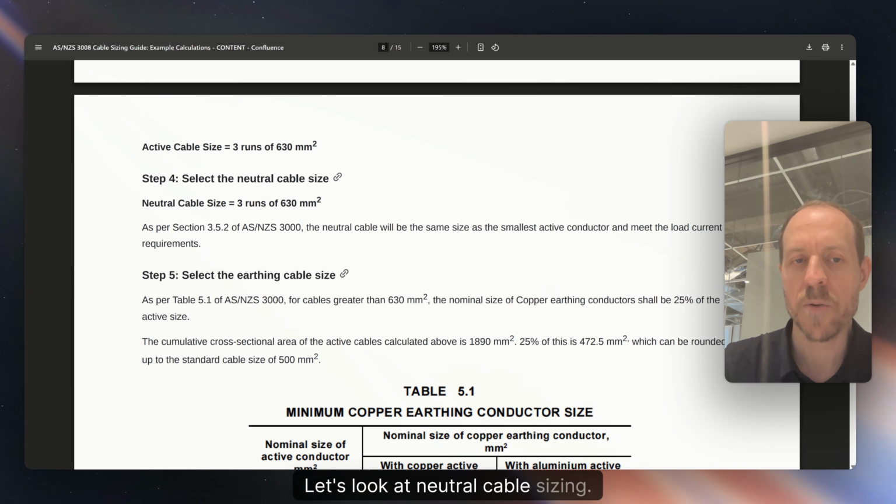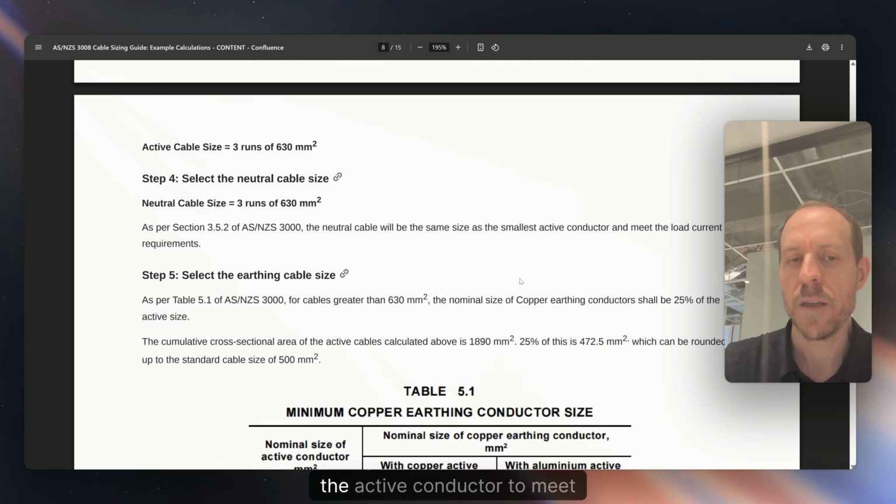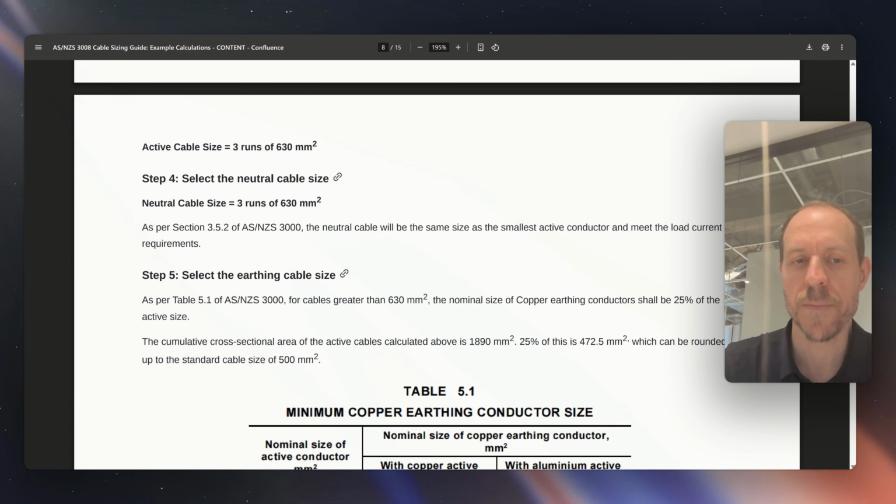Let's look at neutral cable sizing. In this case, we are just using the neutral size to be the same size as the active conductor to meet the Australian standard 3000.